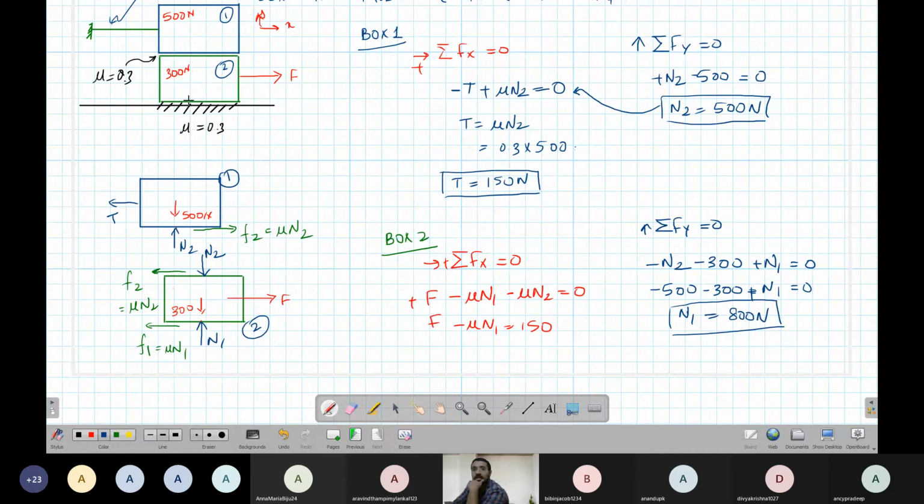Okay, so it makes sense. Because the reaction here will be 500 plus 300, which is 800. We can guess this case, but we are getting it by equation. Okay, so observe this.